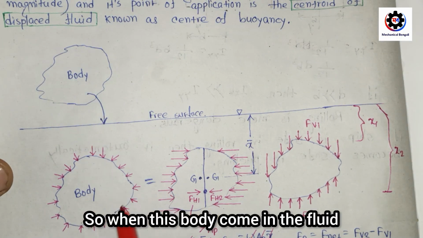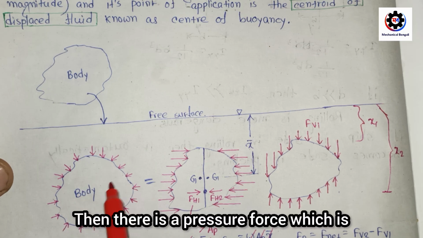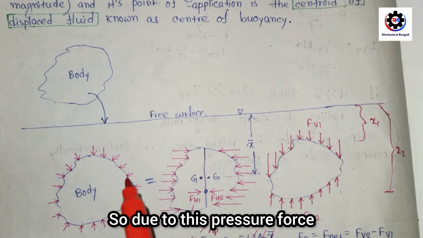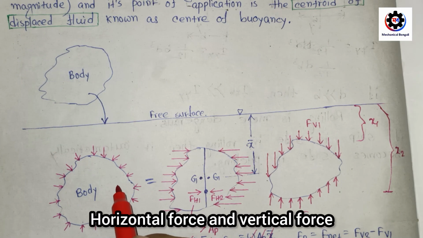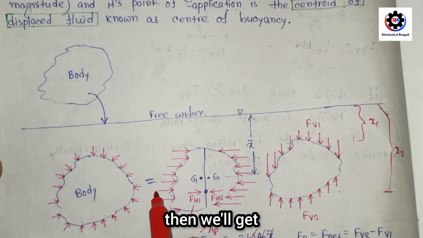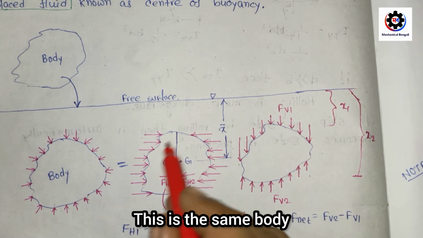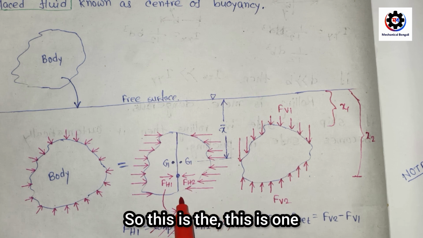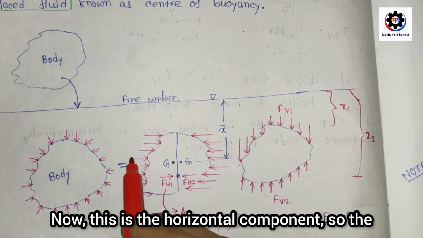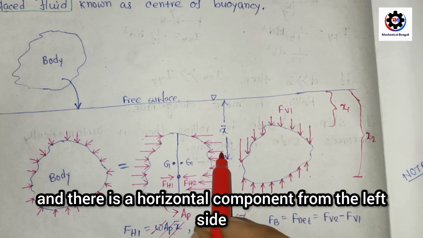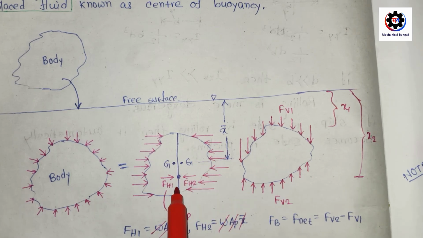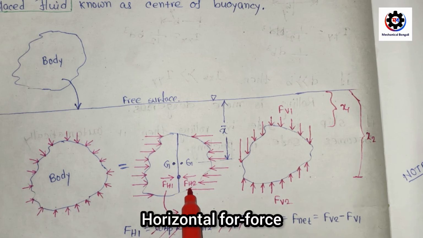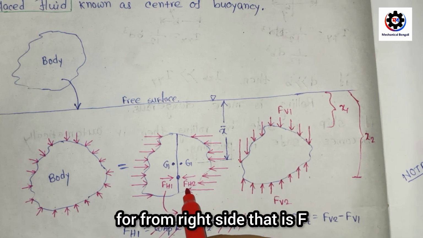So when this body comes inside the fluid, there is a pressure force which is compressive in nature. Due to this pressure force, if we divide it into horizontal force and vertical force, we get, so this is the same surface, this is the same body. Now there is a vertical component and a horizontal component. This is one area. This is the horizontal component from the right side, and there is a horizontal component from the left side. If you want to calculate the horizontal force, that is Fh1, and the horizontal force from the right side, that is Fh2.